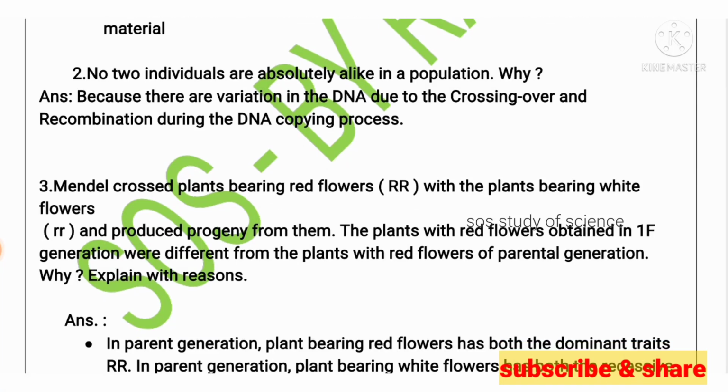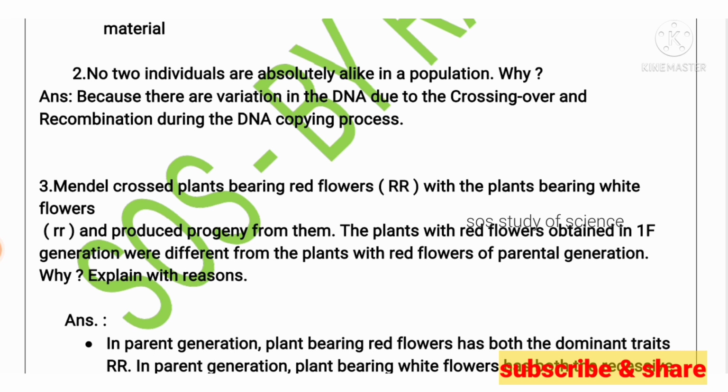Mendel crossed the plants bearing red flowers, that is capital R, with the plants bearing white flowers, that is small r, and produced the progeny from them. You have to know the basic words here, dear students. What is meant by progeny? Progeny is nothing but the next generation offspring, or the next generation baby. First of all, how do you identify whether it is a monohybrid or dihybrid? That is the first thing you have to understand. In my crash course videos, I have already explained every individual topic based on the Heredity and Evolution lesson.